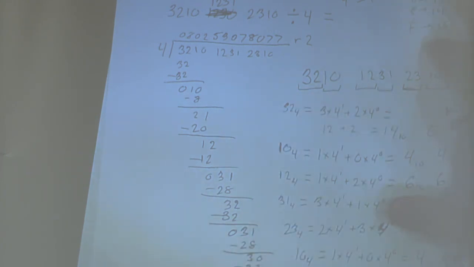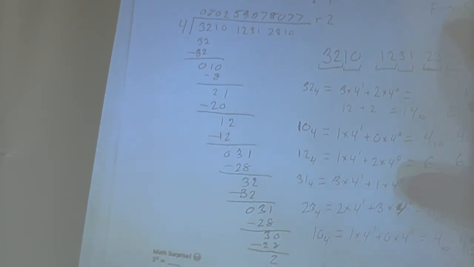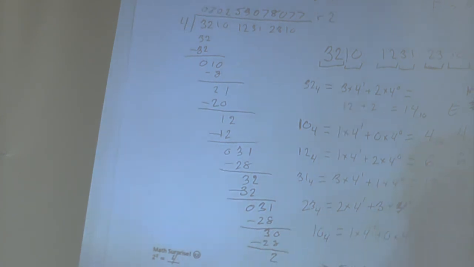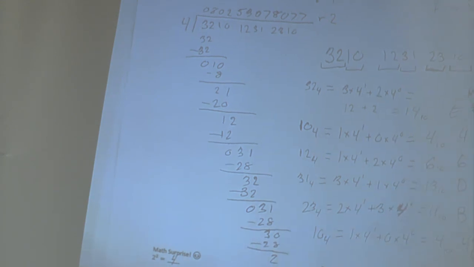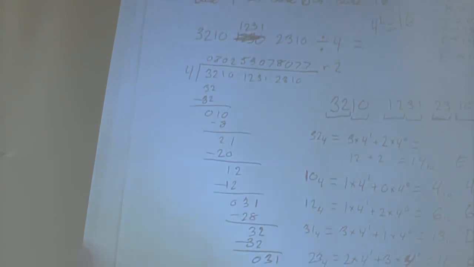Okay? So the next math surprise is, what does 2 to the 2 look like? 2 to the 2 is going to be 4. Okay. So we've done base conversions from 4 to 16. Let's try converting using the long way, but with a nicer number.